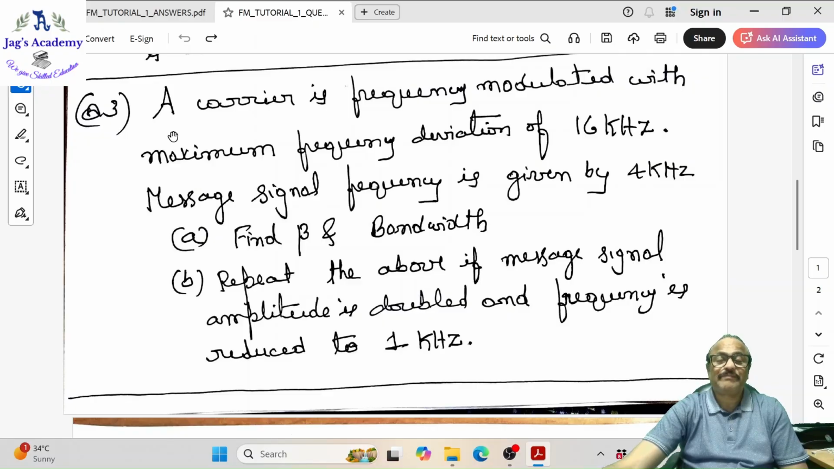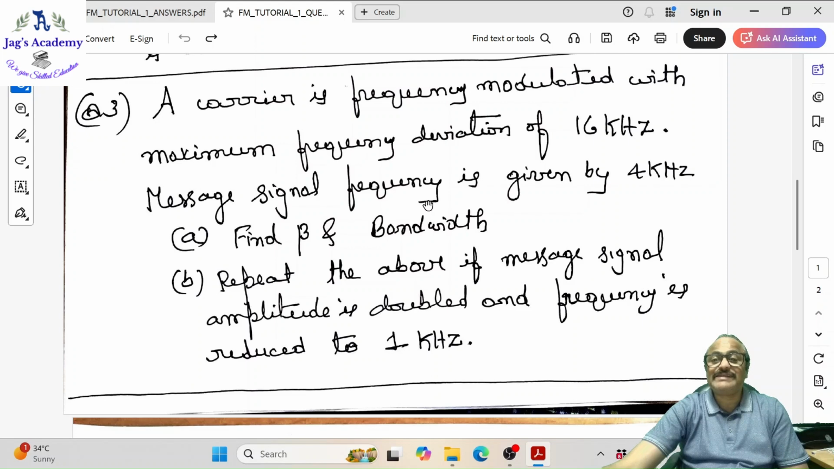One more question in this video. The question is, a carrier is frequency modulated with maximum frequency deviation of 16 kilohertz. That means what is given? Delta F is given, right? Maximum frequency deviation is nothing but your delta F, and that is 16 kilohertz.